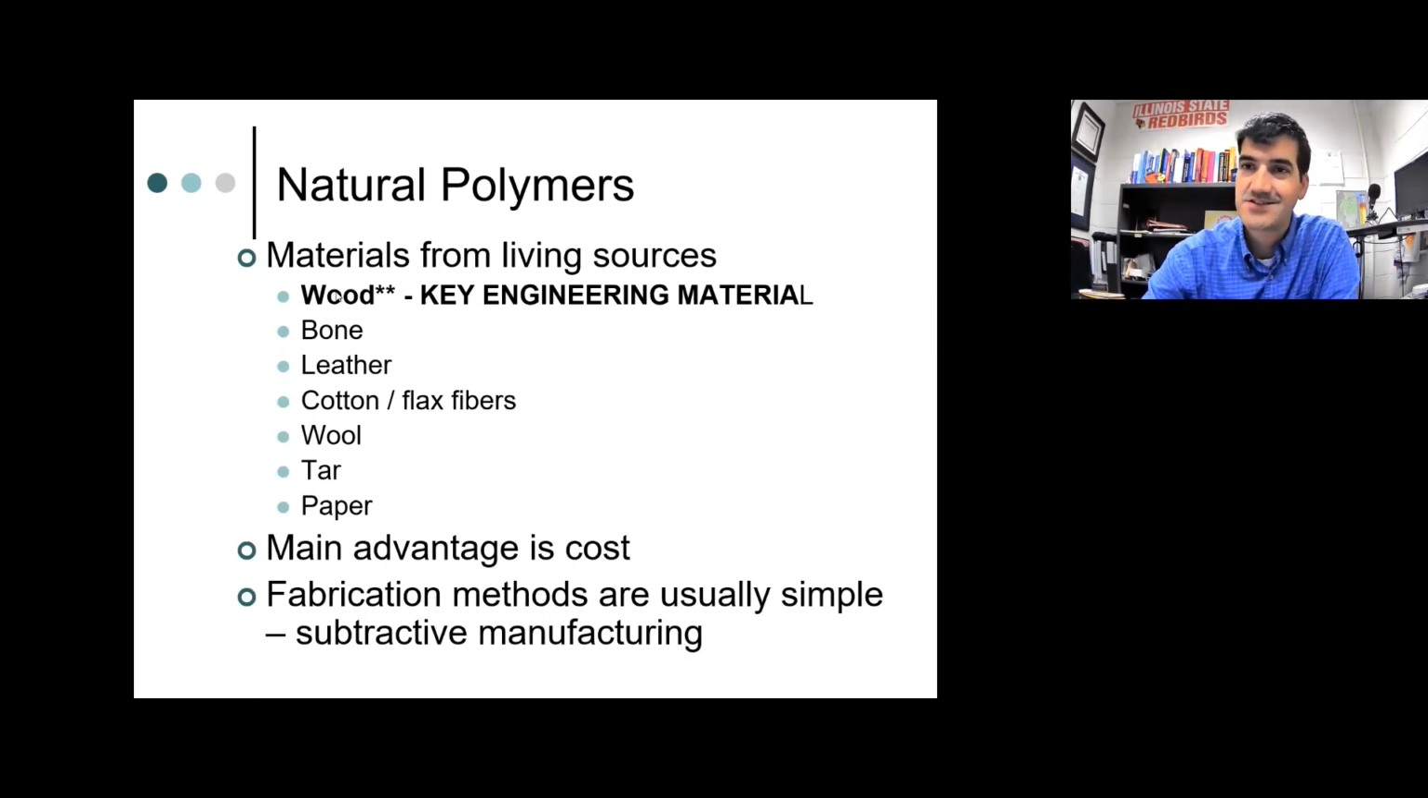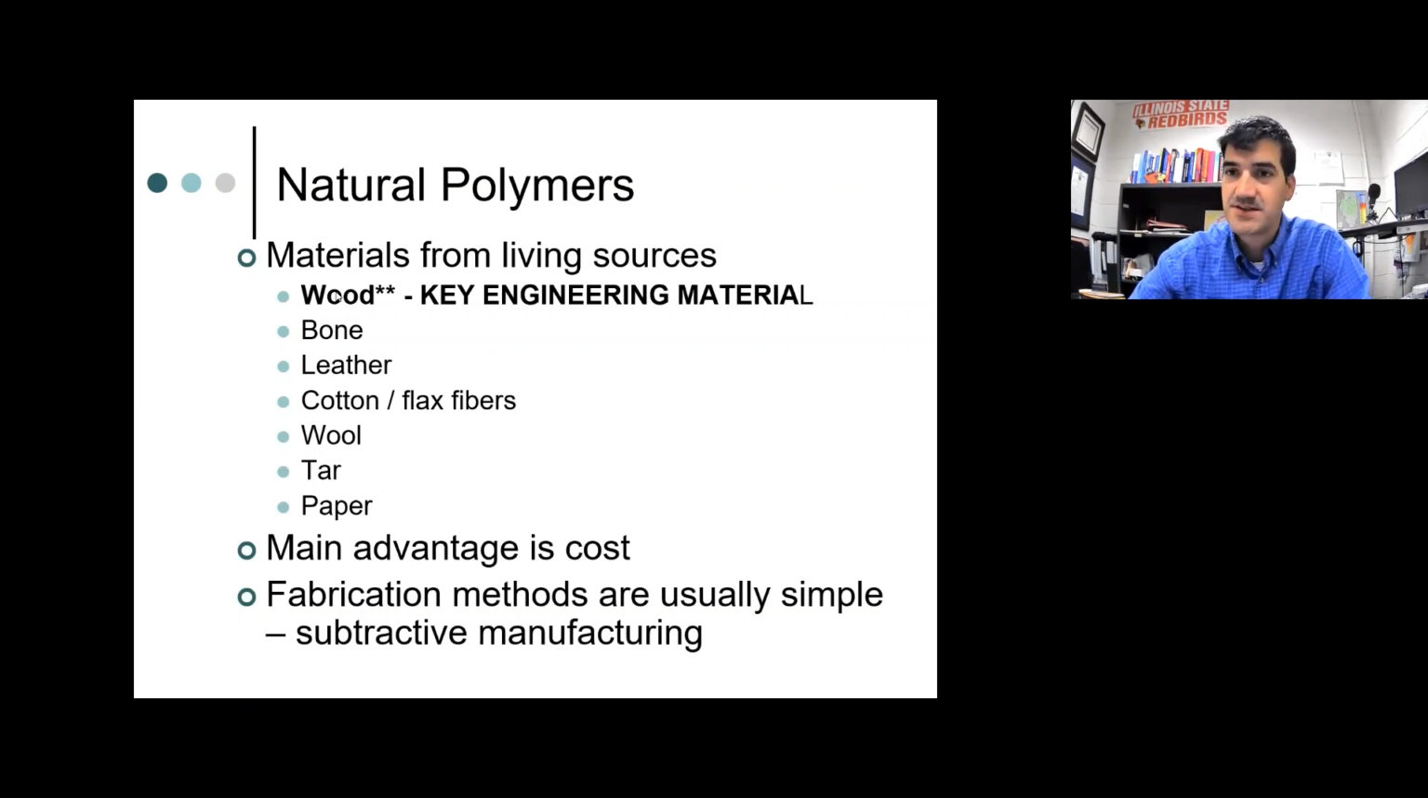The main advantage of wood is cost. It's cheap. Even though forestry is getting more difficult and more expensive because there aren't the same number of forests that there were 50 years ago, even so, wood is pretty cheap. And you'll see in a little bit that its mechanical properties are really not that great, but it's really cheap and it's easy to work with and it's available. And so those are the reasons why we tend to build a lot of things with wood.